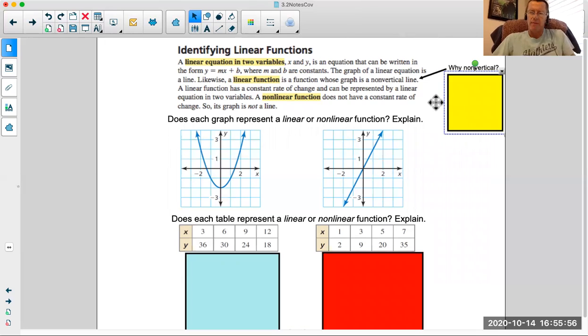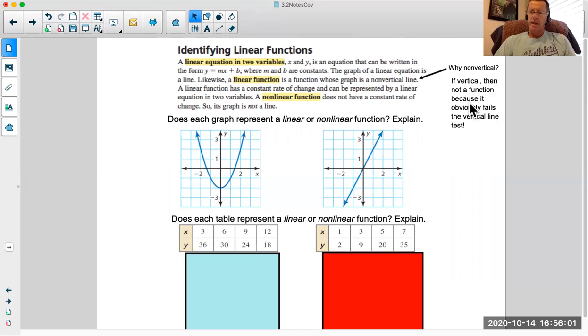Well, one of those ways was that vertical line test, right? So if a line's vertical, it would fail the vertical line test, right? So it's any non-vertical line. So it could be like this, it could be horizontal, it could be like that, it could be any of these, but not that one, not a vertical line, okay.